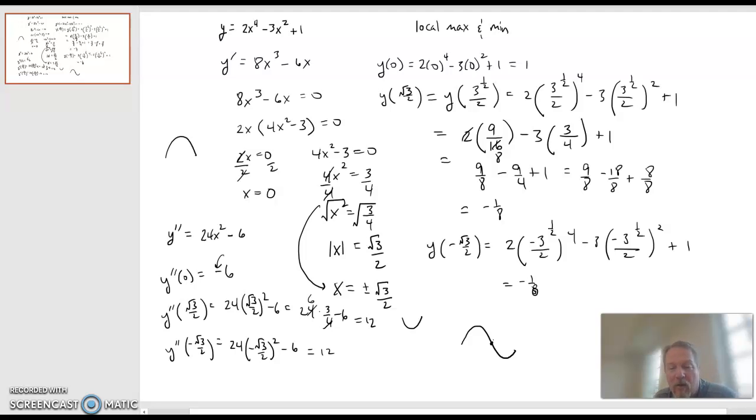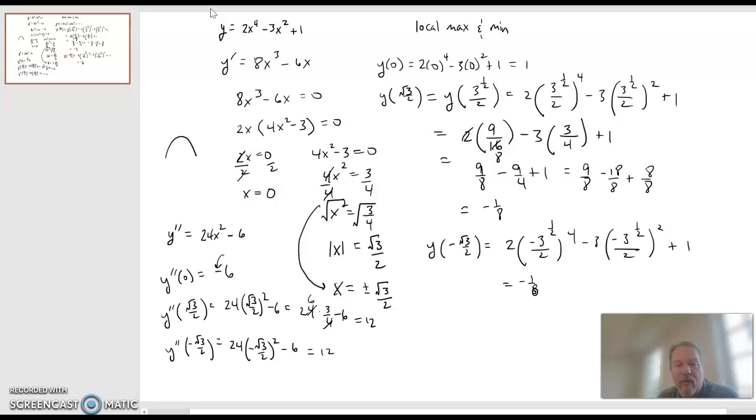So every value of x between here and here gives me a second derivative of negative numbers. And every value of x from here to here gives me a second derivative of positive numbers. So negative second derivative is concave down or a frown. Positive second derivative is concave up or a smile. Since I evaluated this second derivative at 0, at positive square root of 3 over 2, and at negative square root of 3 over 2, at 0 it gave me a negative answer.